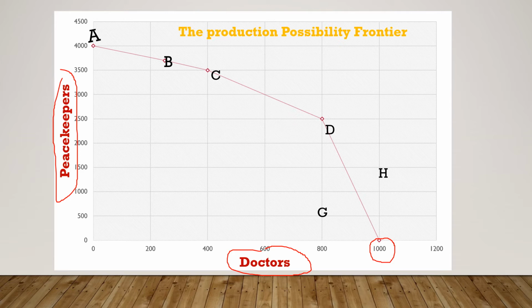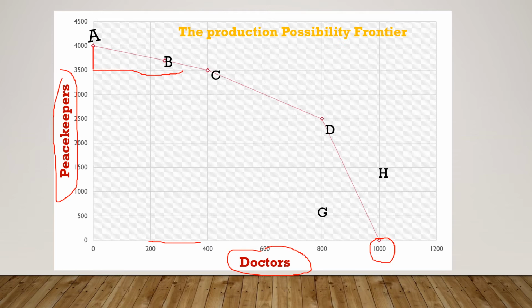If you give up some number of peacekeepers, it means you would use that technology and resources to produce doctors, so the number of doctors will increase. Or if you reduce the number of doctors, then the number of peacekeepers will increase. But at this point we are doing a trade-off, we're not doing extreme cases.